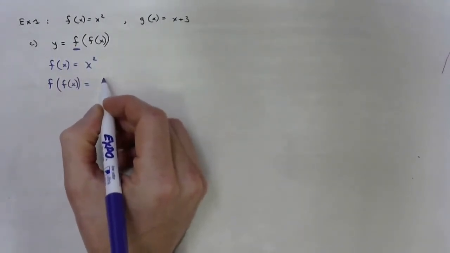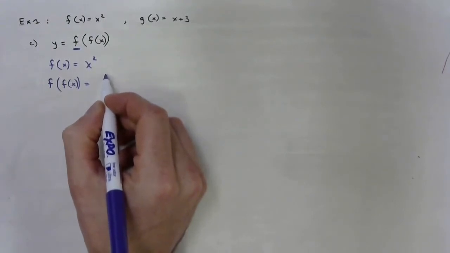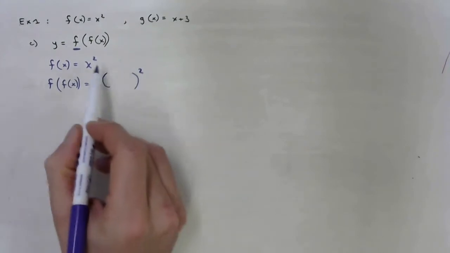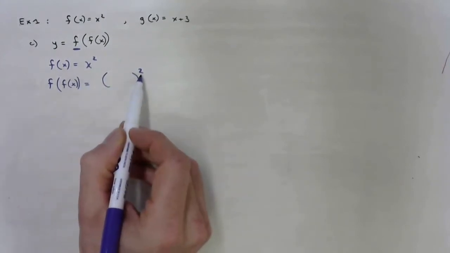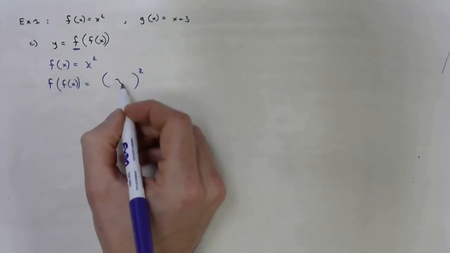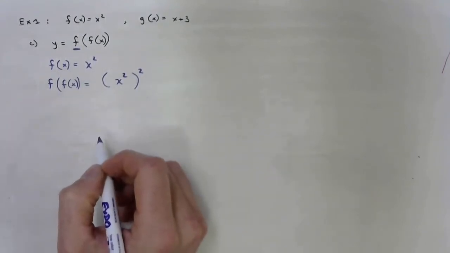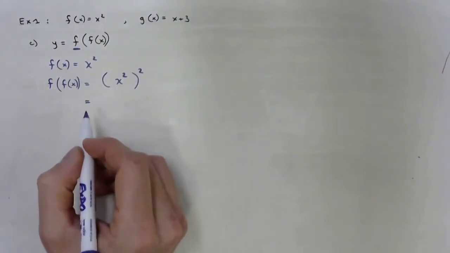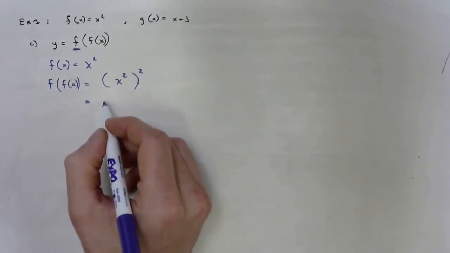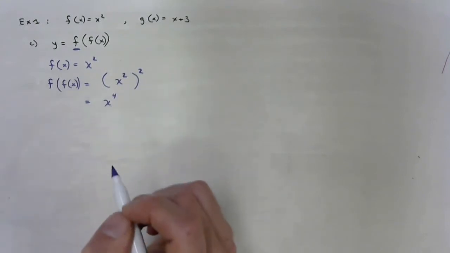One other way to do this really easily, to make sure you don't mess it up, is to use brackets and make sure you have that squared outside. That's what's happening to the variable. Now you can think, okay, what am I putting there in place of x? I'm putting x squared in its place. The power law of exponents tells me that this is x to the power of 4.